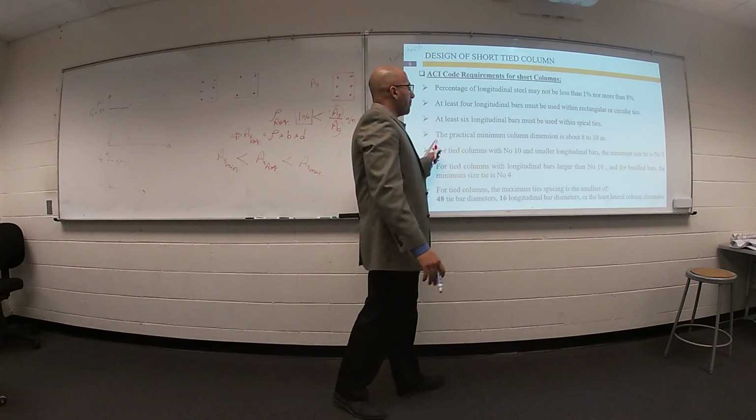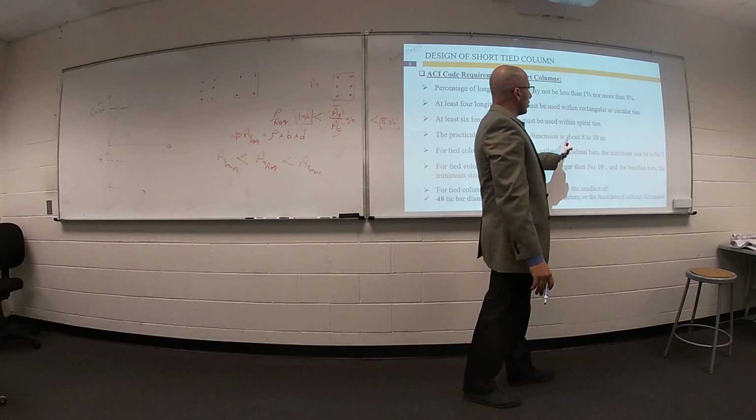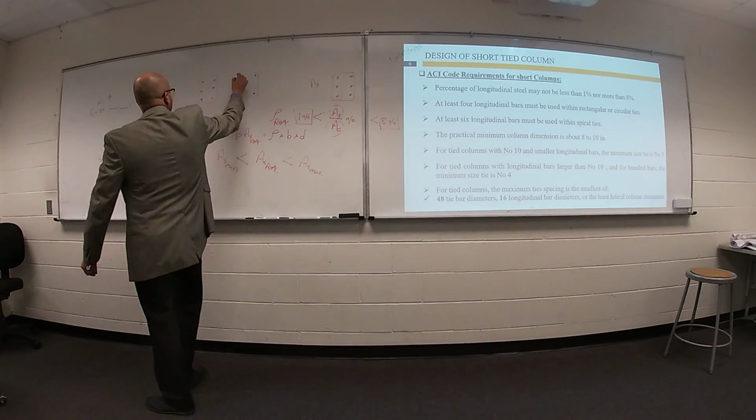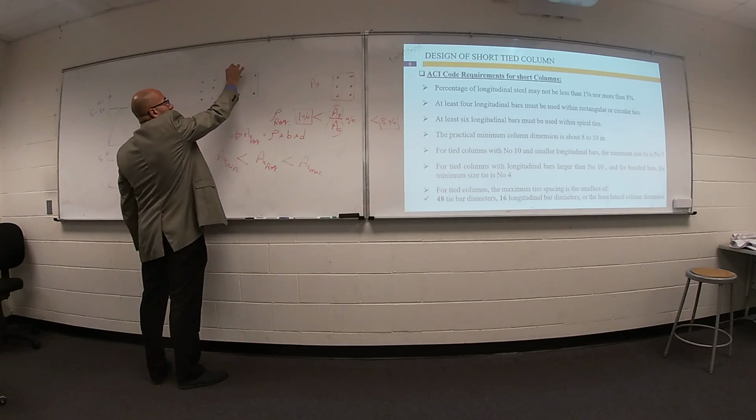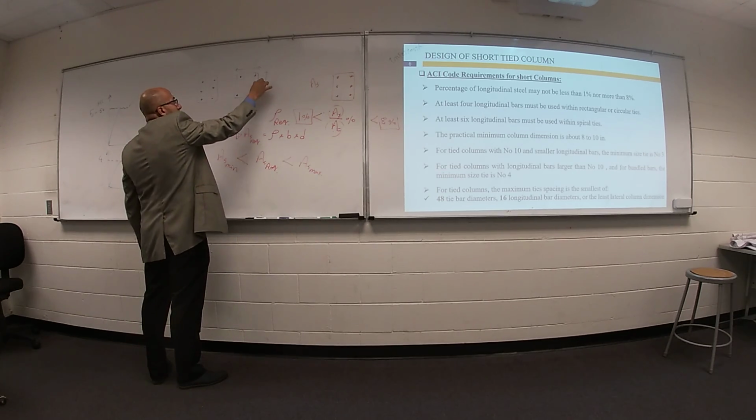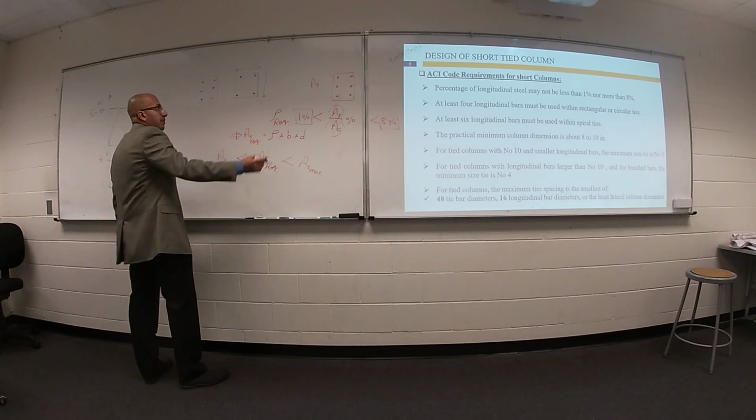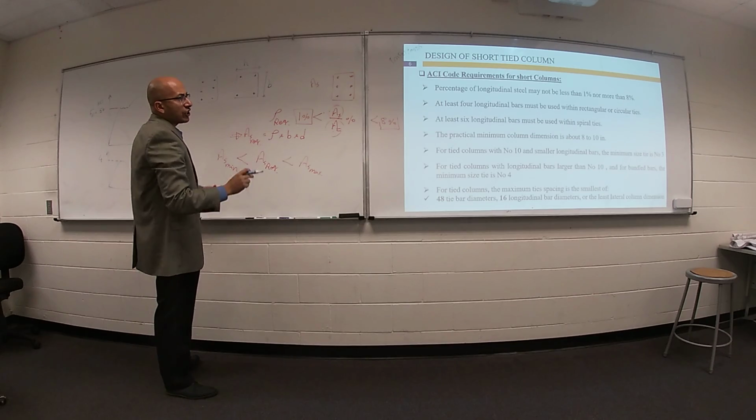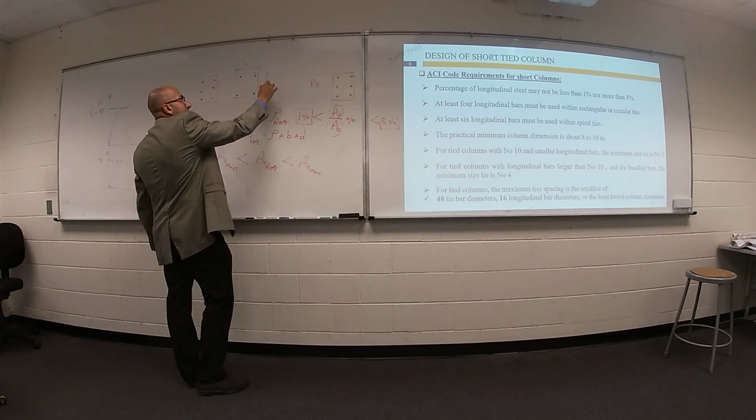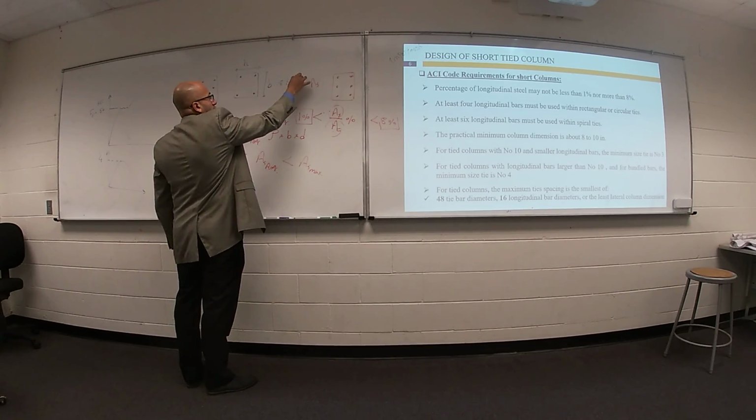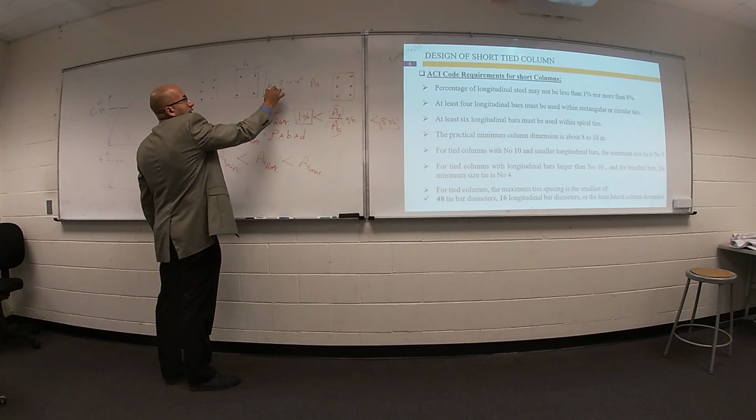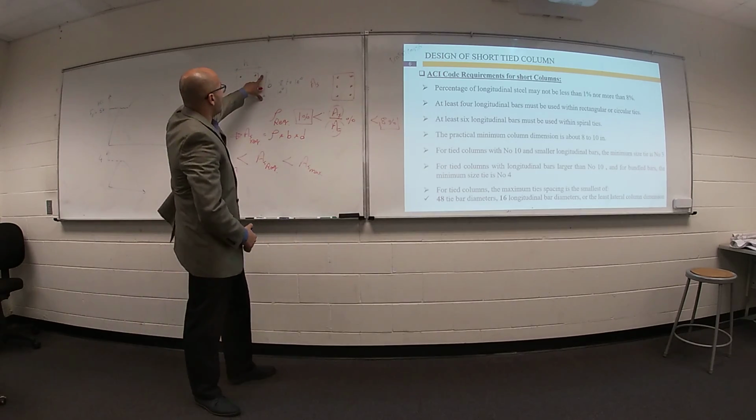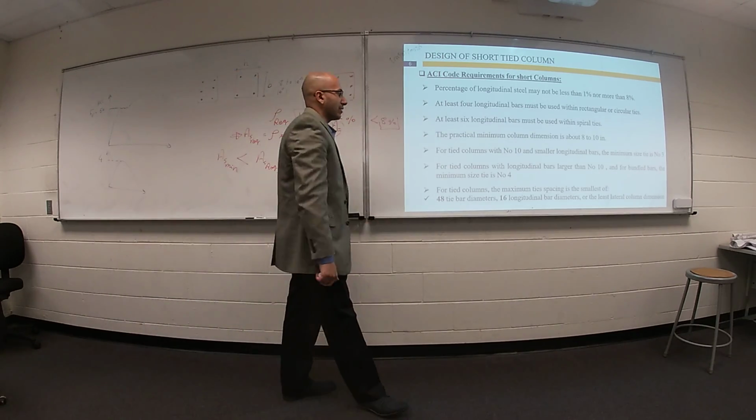The practical minimum column dimension is about 8 to 10 inch. We will use all of this information in your problems, in your design. We have 2 dimensions of your column, maybe we can call them B and H. The minimum dimension of your column is 8 to 10 inch. So we can make it 10 inch, no smaller than 10 inch. 10 times 10, or 8 times 8, whatever.